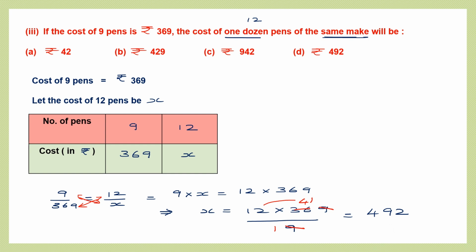X is equal to 492, and what is x? X is the cost of 12 pens. Here we said let the cost of 12 pens be x and we have found that to be 492. Since it is a cost we say rupees 492, and that is option D. So that's our answer, option D, 492 rupees.